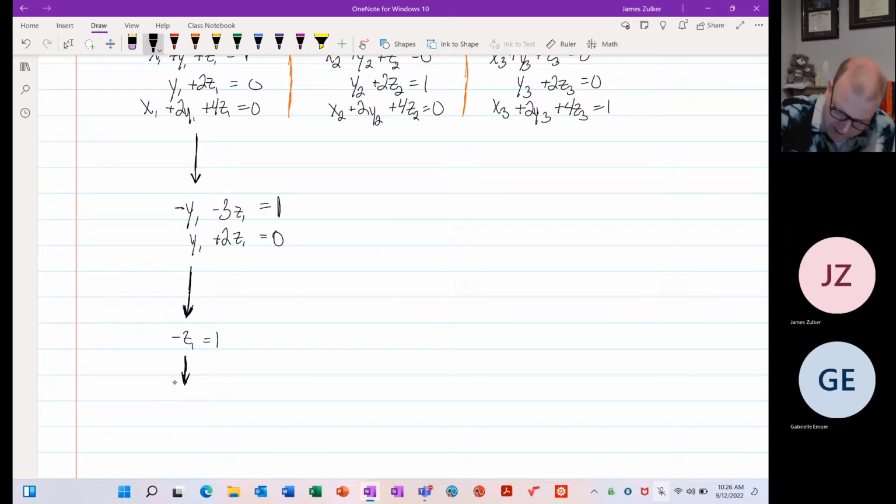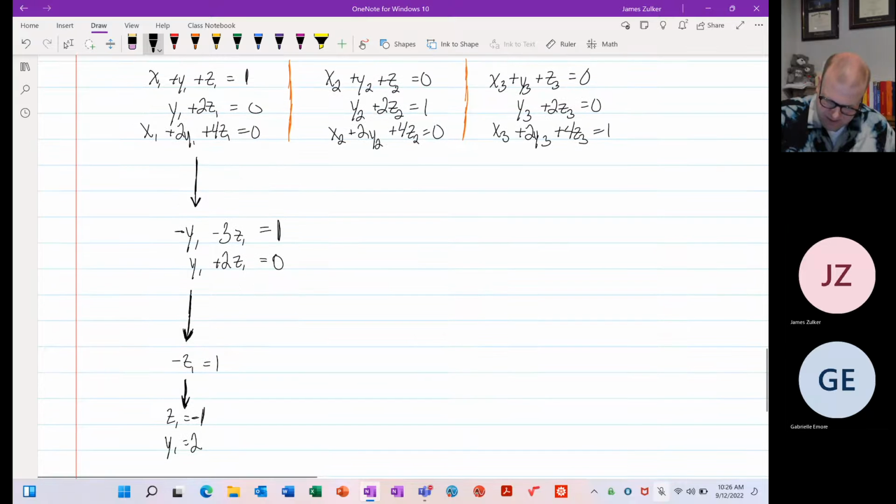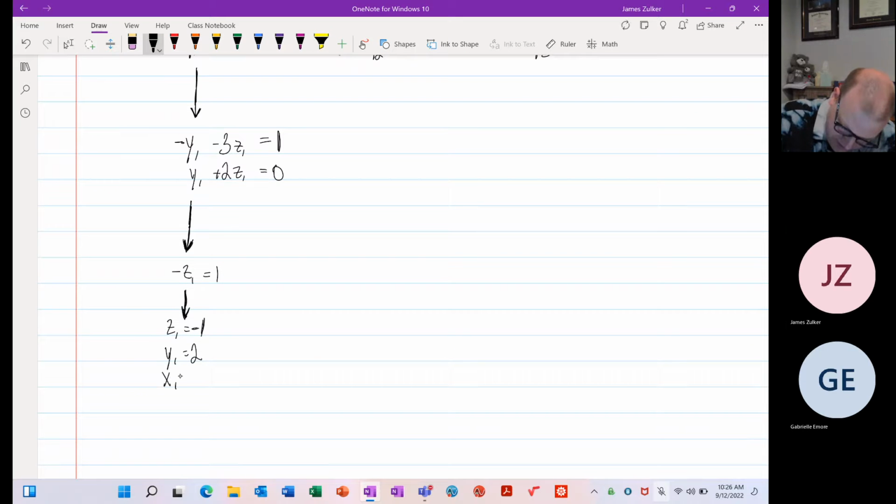So if negative z1 is 1, that means z1 itself is negative 1. And now it's just a matter of backward substitution, right? Let's plug it into the second equation. We get y1 minus 2 is 0. It means y1 has to be 2. And let's plug both y1 and z1 back into the third equation. 4 minus 4 plus x1 is 0, right? So x1 has to be 0.